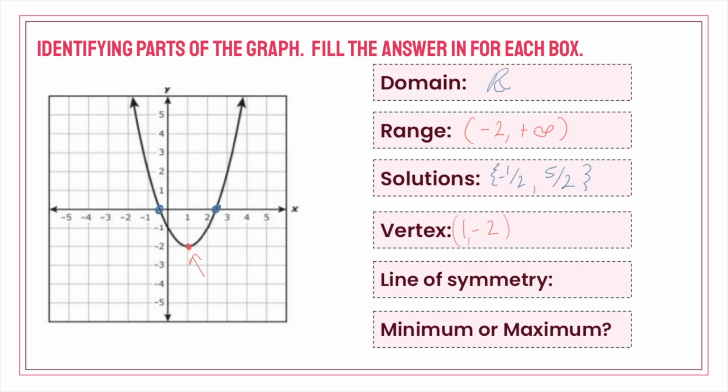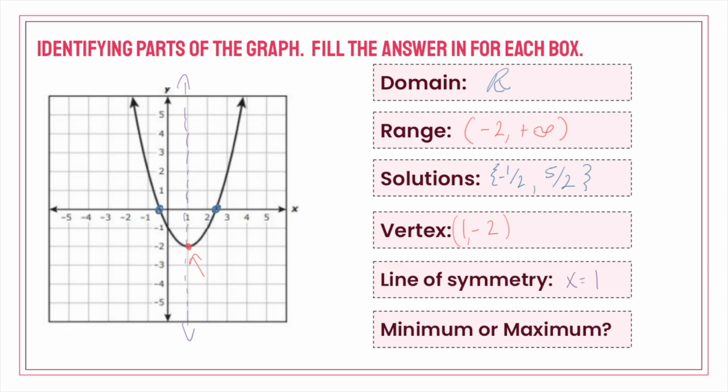Then we're going to talk about our line of symmetry. So where does that line go straight down from the vertex? In this case, I'm going to draw that line right here through the vertex. And that line, remember, vertical lines are always written as x equals. So in this case, x equals 1.